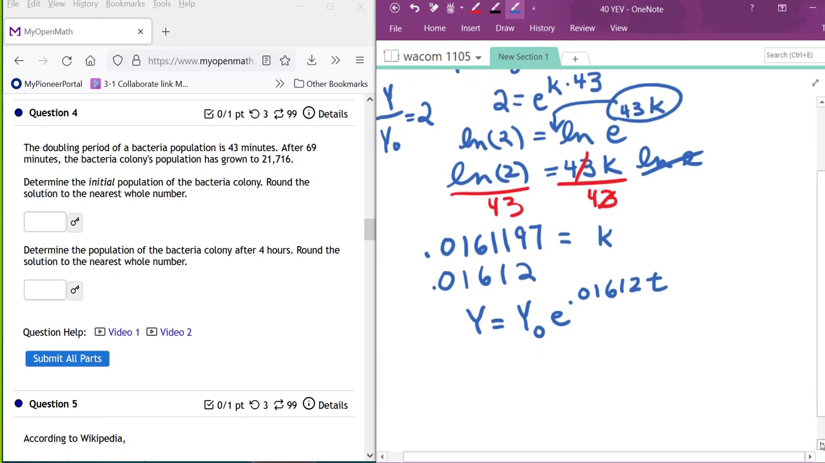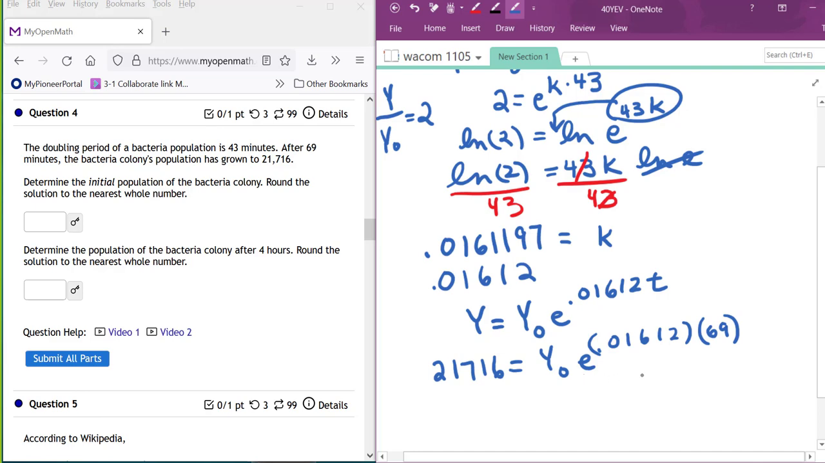So after 69 minutes, the bacteria's population has grown to this. So we have 21716 equals, we don't know this one, e to the 0.01612. And this is a 69. All right, and so we don't have to take a logarithm this time because we don't have a variable in the exponent position. So what we need to do, though, is to isolate this.